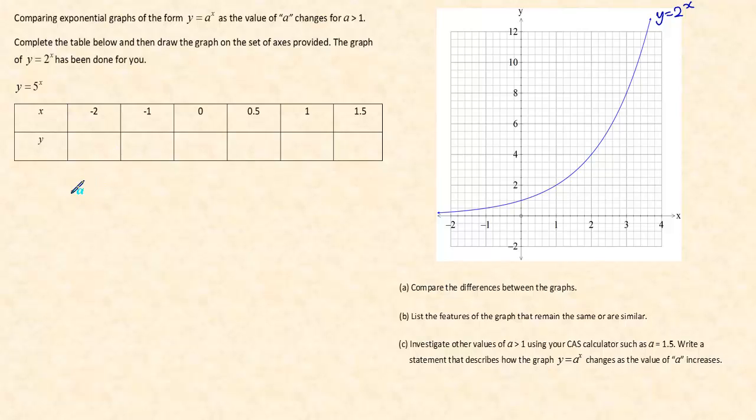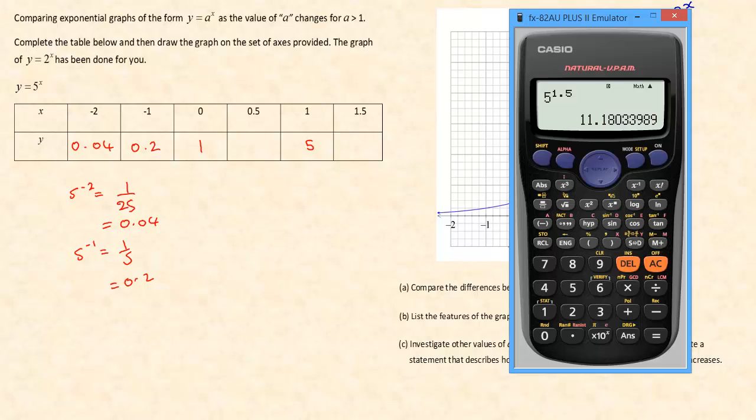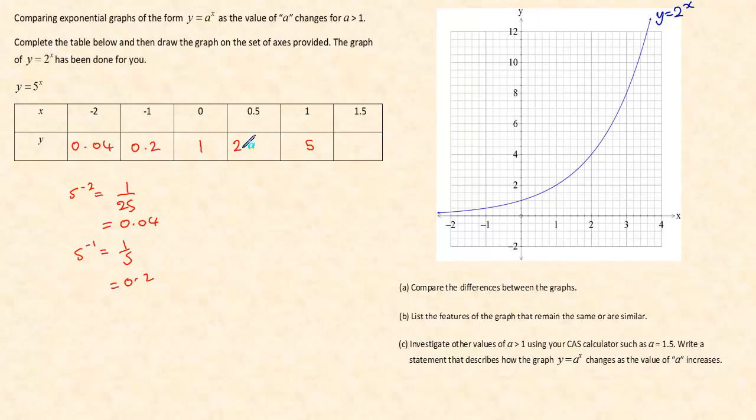So 5 to the negative 2, let's think about that. That's 1 over 25, which is 0.04. Then 5 to the negative 1, which is 1/5, or 0.2. 5 to the 0 is obviously 1. 5 to the 1 is obviously 5. Now 5 to the 0.5, or the square root of 5, is 2.24.